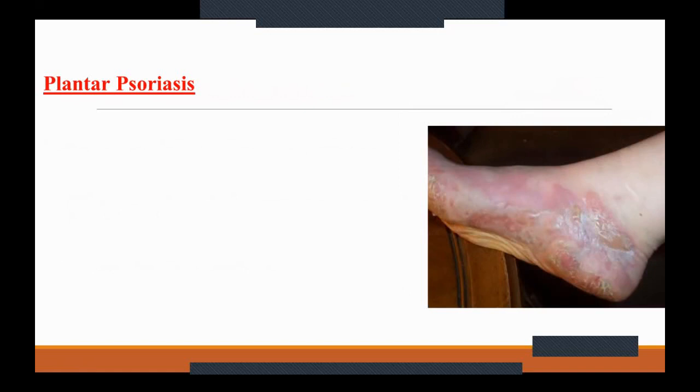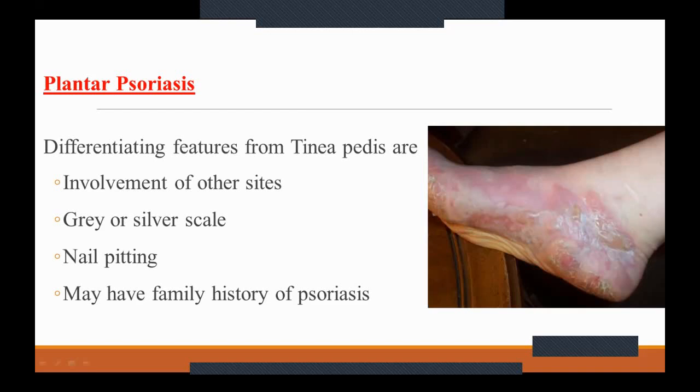Coming to plantar psoriasis, they'll have features of classical psoriasis. There might be scaling or the split sign, as we have discussed earlier, and or it might become pustular. We see the collection of pus inside the rash and blisters also. So it might either become pustular psoriasis or it might be scaly.